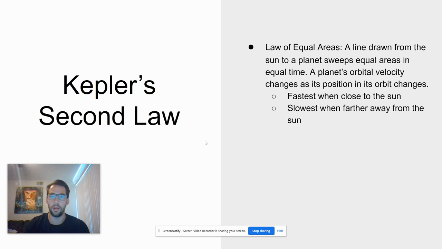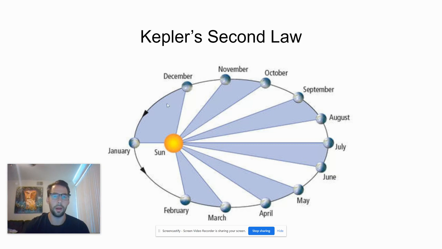The second law is going to be the law of equal areas. A line drawn from the sun to a planet sweeps equal areas in equal time. A planet's orbital velocity changes as its position in its orbit changes, and it's going to be fastest when it's closer to the sun, and it's going to be moving slowest when it's farther away from the sun. So let's take a look at a figure really quick that I think will help out.